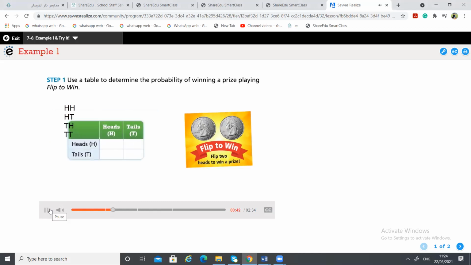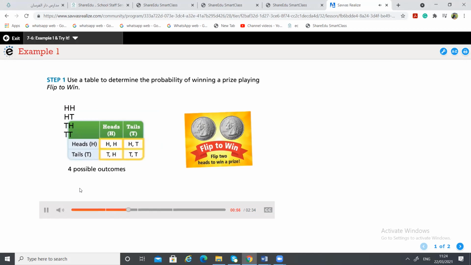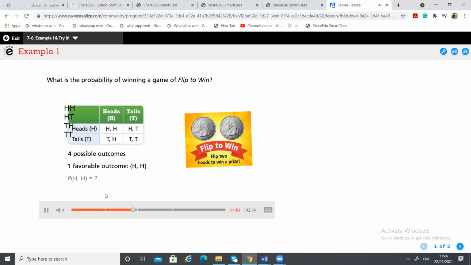We can use a table to determine the probability of winning a prize playing Flip to Win. The first flip will be either heads or tails. The second flip will also be either heads or tails. So there are 4 possible outcomes, and there's 1 favorable outcome, 2 heads. What is the probability of winning? Girls, how do you know that they are favorable outcomes? Because in the picture they gave you that if they get 2 heads, they win. How many times do they get 2 heads? Look at the picture.